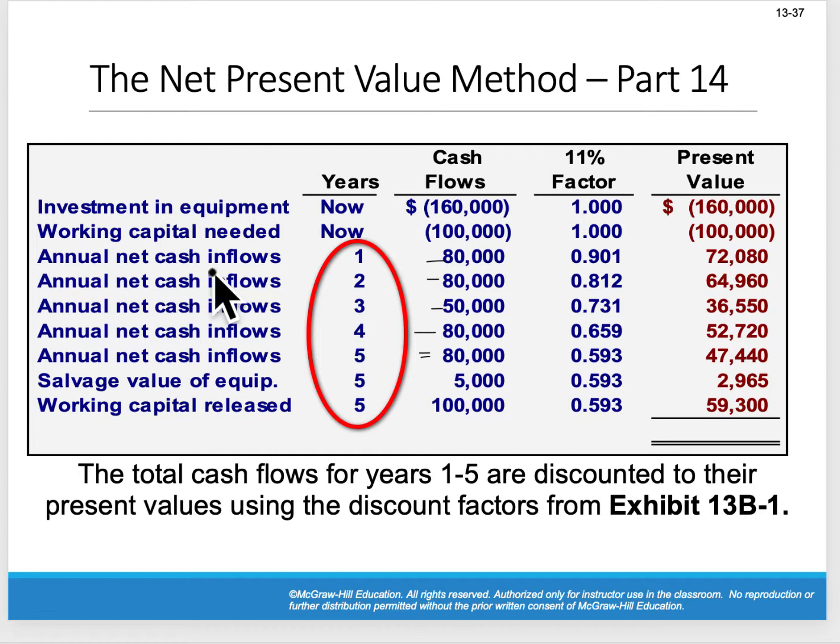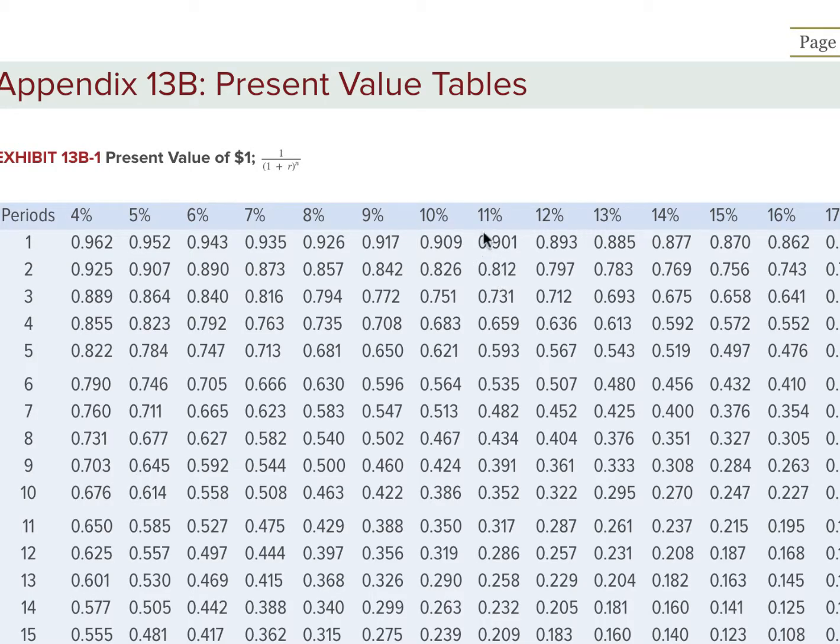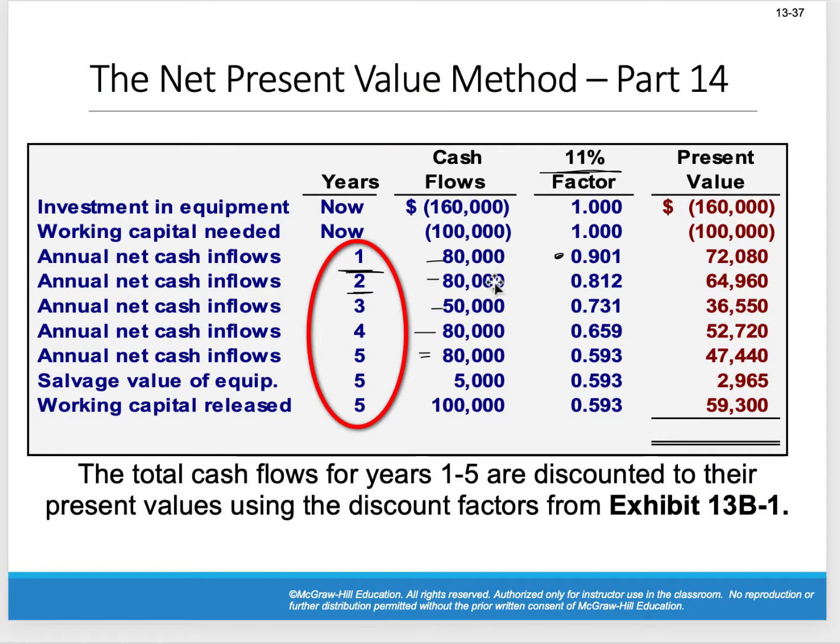Meaning, when does it happen? Year 1, at a discount rate of 11%, we have to find the factor, okay? Look at the next net annual cash flow. It happens 2 years from now, right? So what do we do? We go to the chart at 11%, look at year 2, it's 0.812. That's what we used, right?